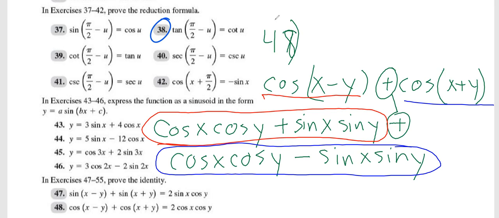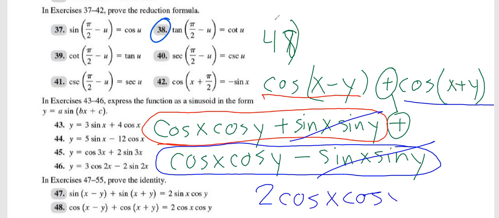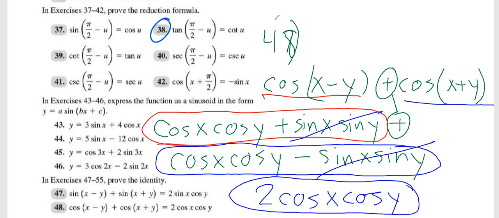Now, does anything look like it cancels out? Ah, that's right. One's positive and one's negative, leaving you how many of these cosine x, cosine y things? 2. Oh, you mean we're done with the proof? Okay, so those weren't terribly difficult, but yes, you are following the formula that we've been given.